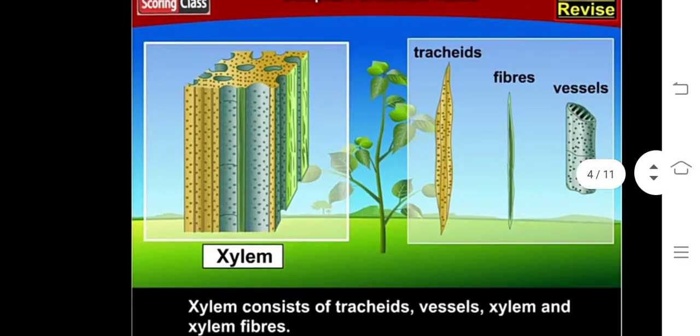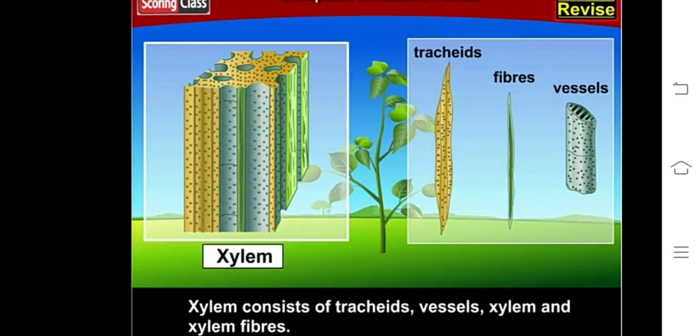So now let us understand what are the parts of the xylem. Xylem consists of three elements. One is tracheids. Observe carefully, children. Fibers, vessels. What are the parts of the xylem? Tracheid is one type of cell, fiber is one type of cell, and vessels are one type of cell. All these different types of cells make a xylem. Xylem consists of tracheids, vessels, and fibers.